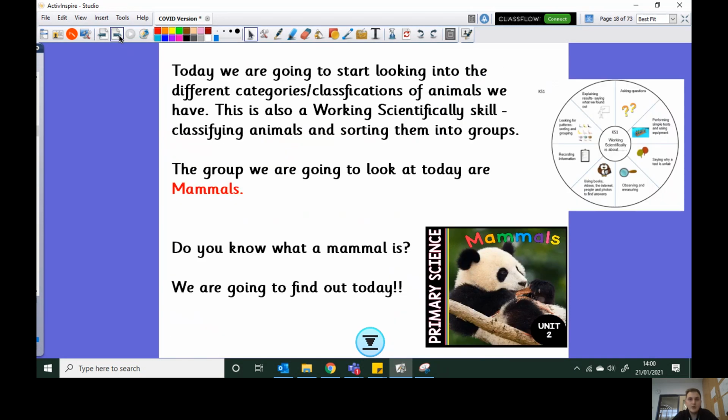Okay, so today we're going to start looking into different categories and classifications of animals we have. Now, like I said, it links so nicely to our working scientifically skill. Okay, and here is our working scientifically wheel that you can see. And these are the things that we are focusing on. Now, today we're focusing on classifying animals and sorting them into groups. And the group that we're going to focus in on today is the group that are called mammals. Okay, it's just the red word here.